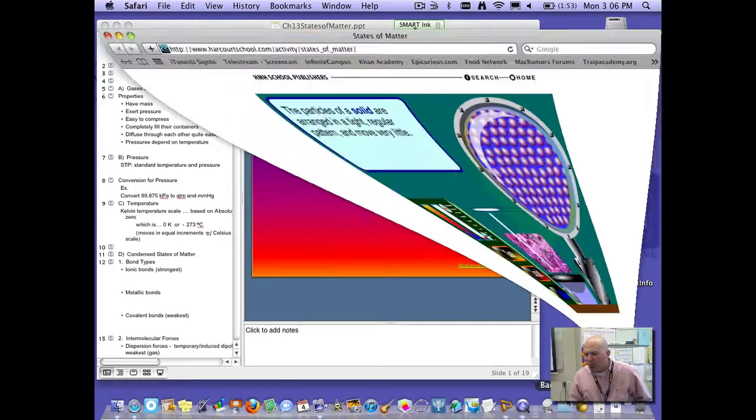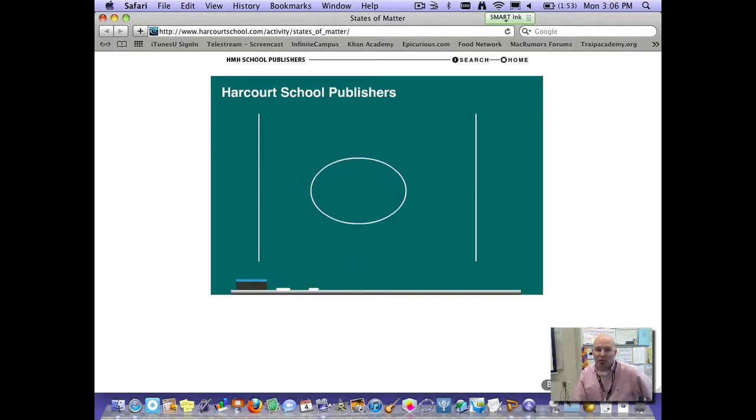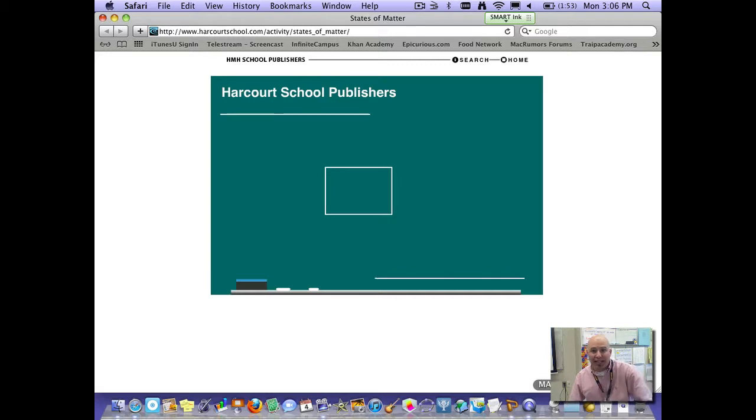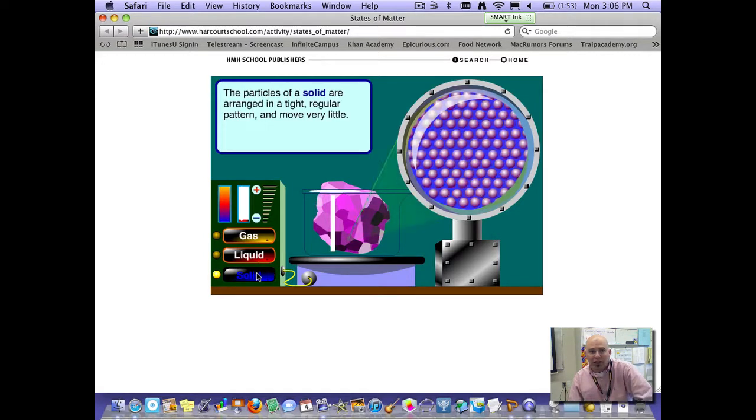And when talking about solids, liquids, and gases, it's always important to recognize what the particles look like, what the atoms and molecules look like at that really small molecular level. And so I found a nice little animation. This is on the harcourtschool.com website. And as you can see, we've got a chunk of a solid here. It could very well be anything. Any crystalline solid could be at any state. It just depends on the temperature.